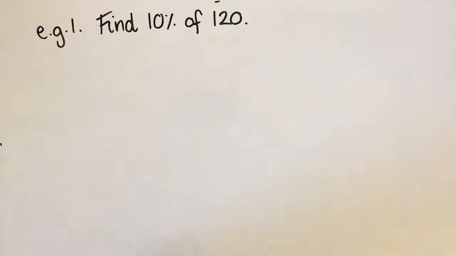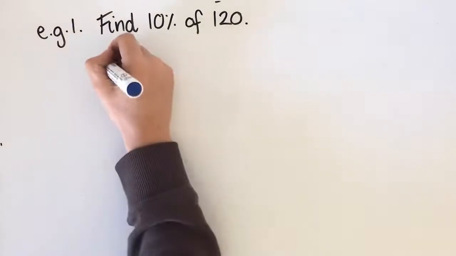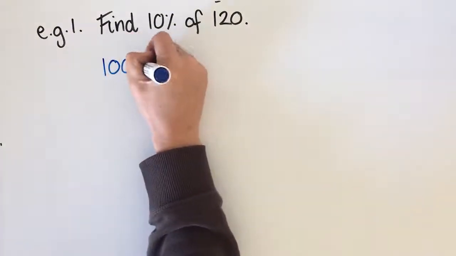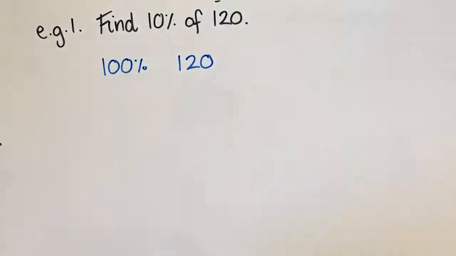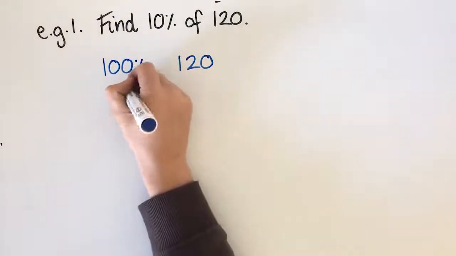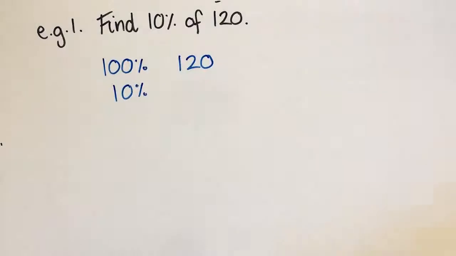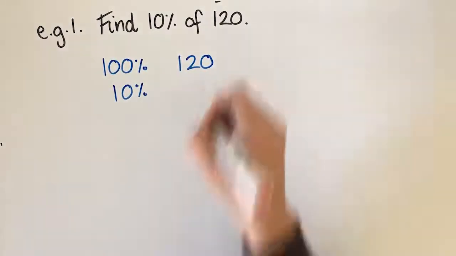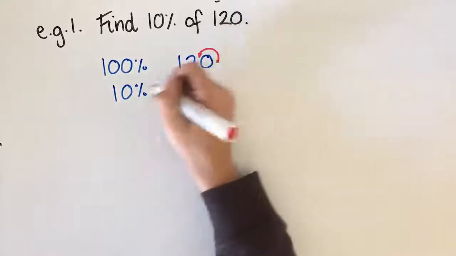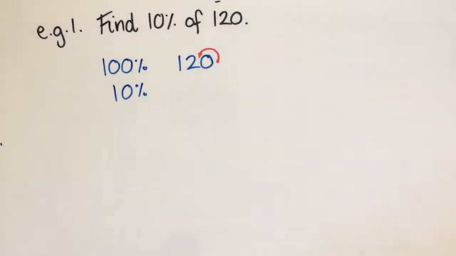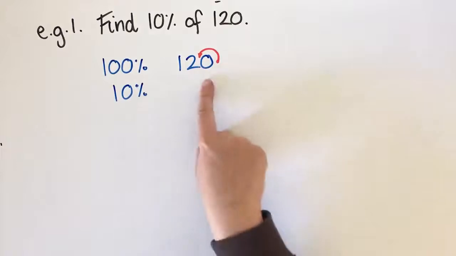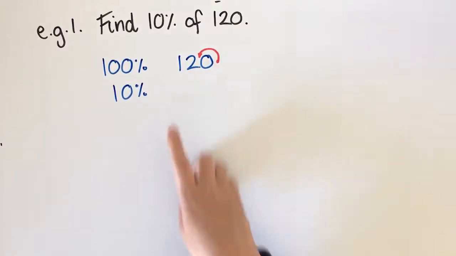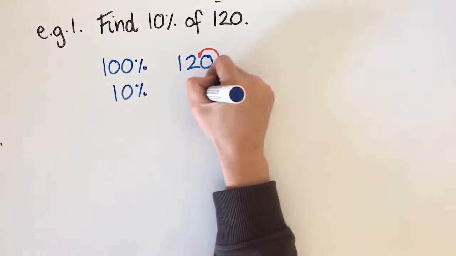All right, so for this first example, we're asked to find 10% of 120. Okay, so what we know about percentages is that if 100% of 120 is 120, then 10% is going to be one decimal place over. Okay, because this is one place less, so this needs to be one place less. So that would make it 12.